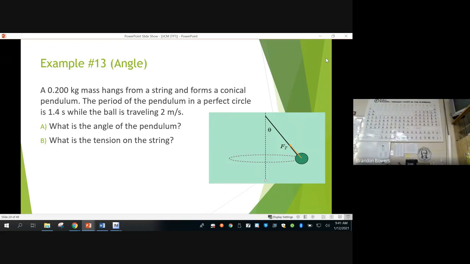A 2 kilogram mass hangs from a string and forms a conical pendulum. The period of the pendulum in a perfect circle is 1.4 seconds. So we know the time. What did I just note from yesterday? Yeah, we went over that. So we know the time, we know the velocity. Two key things right there.